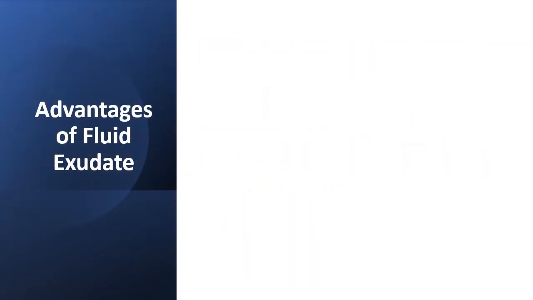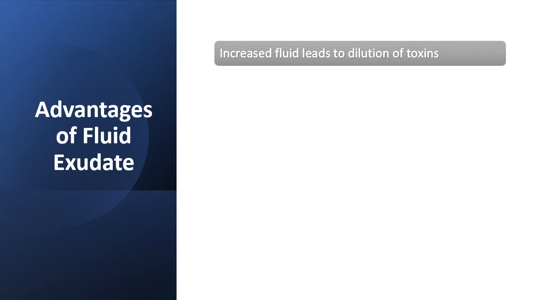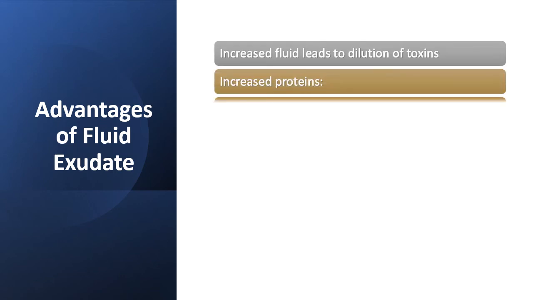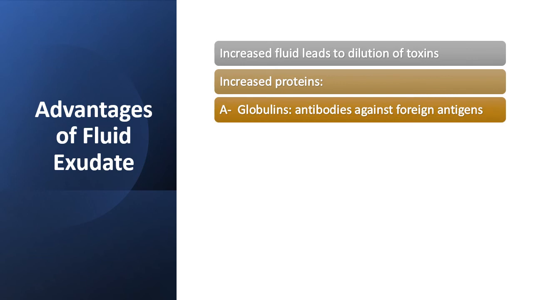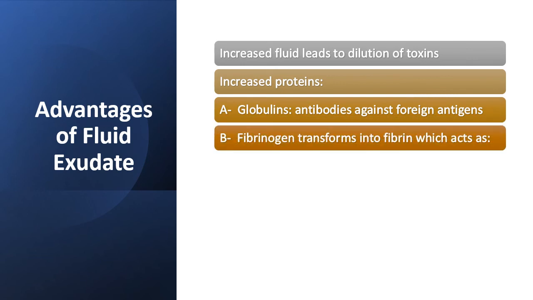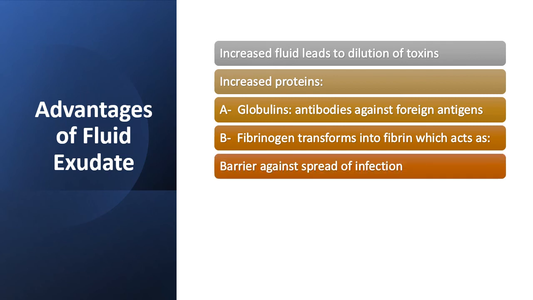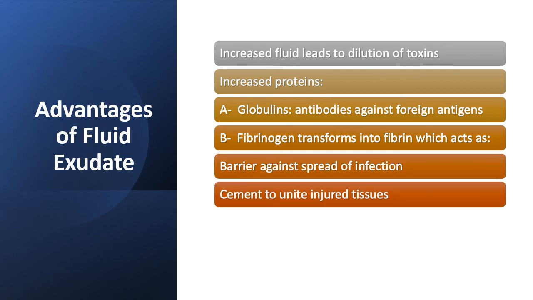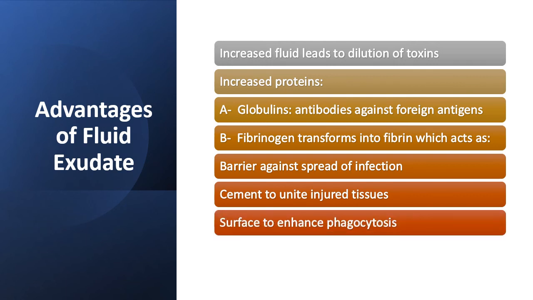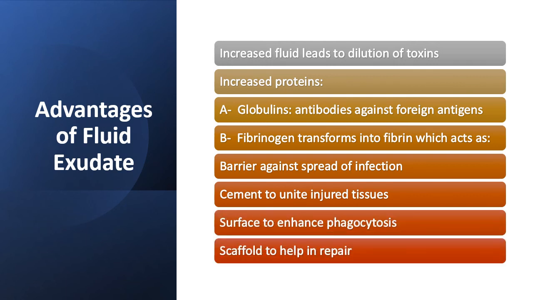So the advantages of fluid exudate are: number one, increased fluid leads to dilution of toxins. Number two, increased proteins, especially globulins, which are antibodies against foreign antigen, and also fibrinogen, which transforms into fibrin, which acts as barrier against spread of infection, cement to unite injured tissues, surface to enhance phagocytosis, and also as a scaffold to help in repair.